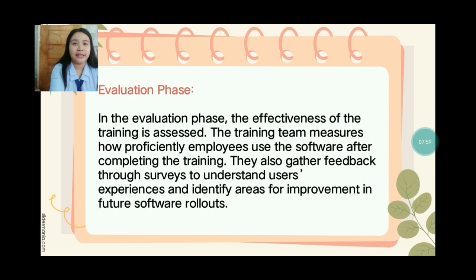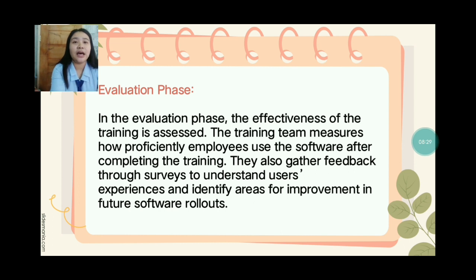Last is the evaluation phase. In the evaluation phase, the effectiveness of the training is assessed. The training team measures how proficiently employees use the software after completing the training. They also gather feedback through surveys to understand users' experiences and identify areas for improvement in future software rollouts.